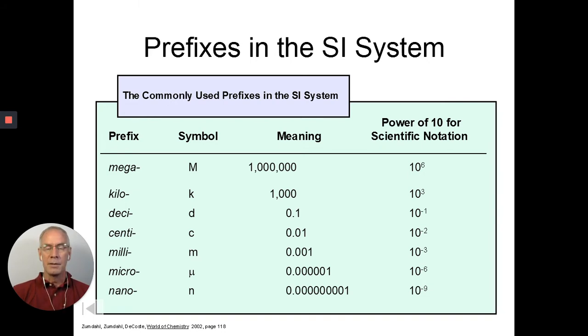Now you can add these to anything. You can have a millimeter, that's 1,000th of a meter, or you could have a milligram, 1,000th of a gram. So the prefixes can be applied to any of the base units of the metric system.